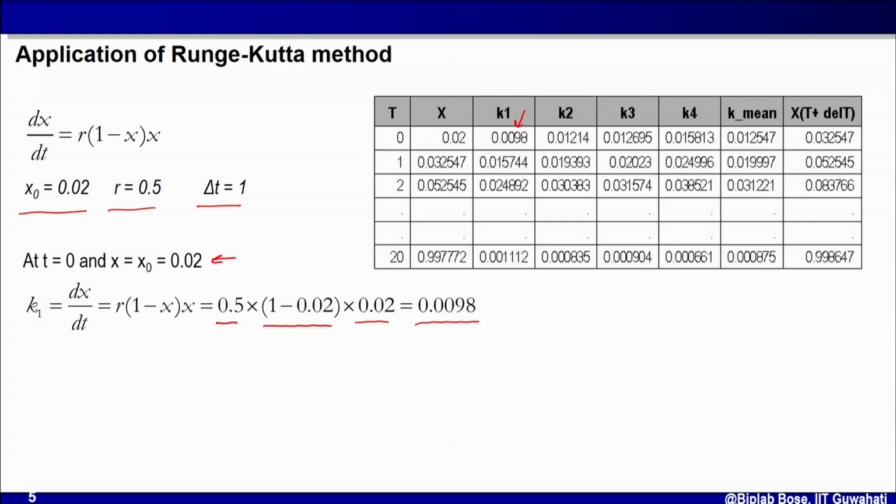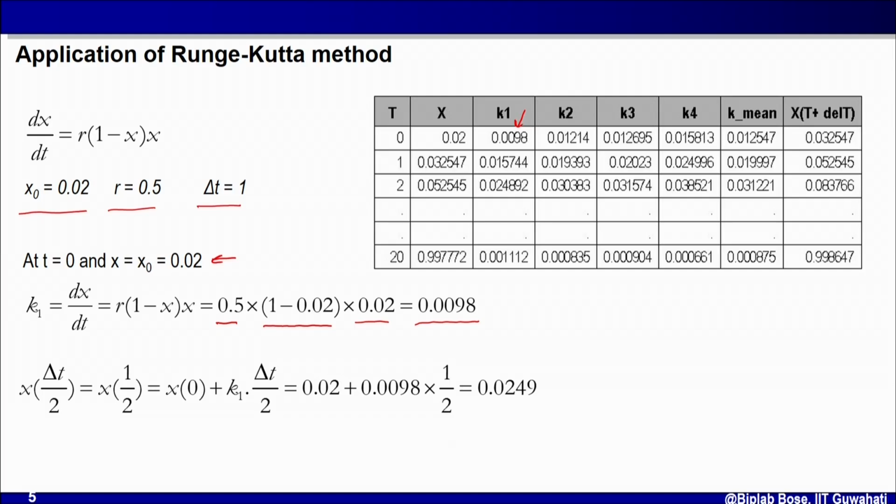Now I have to draw a line at this value of x and t having a slope k1, and that I will extend up to delta t by 2 times. So the new value of x there will be x at delta t by 2, that is, remember delta t is 1, so x at 1 by 2 is equal to x at 0 plus k1 into delta t by 2. So x at 0 time point is 0.02, it is already given here, plus the slope I have calculated, so this slope comes here, into 1 by 2.